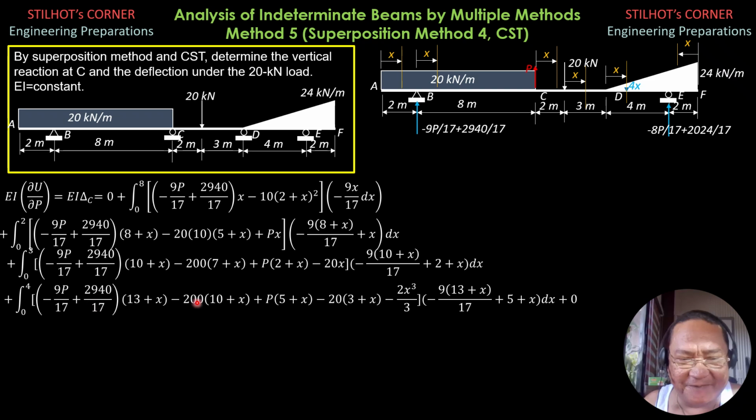Then the partial derivative of this moment equation with respect to P is negative 9 quantity 30 plus x over 17 plus 5 plus x. Then dx, and the last integral here is 0.